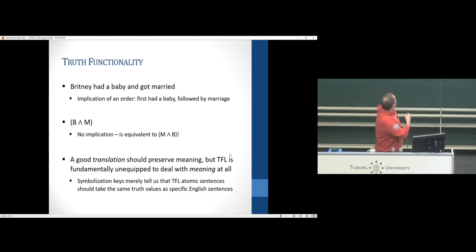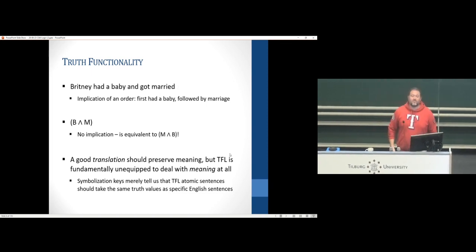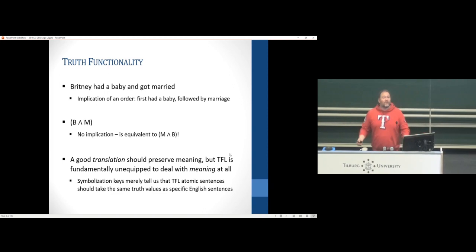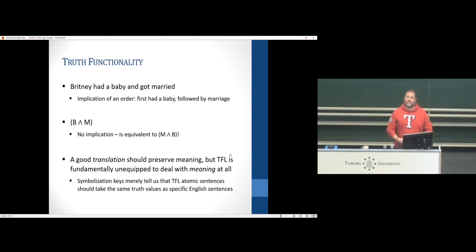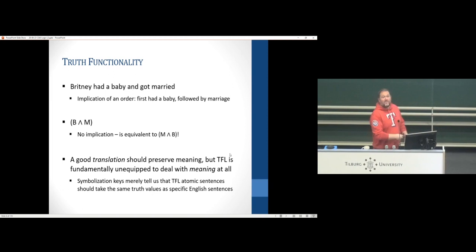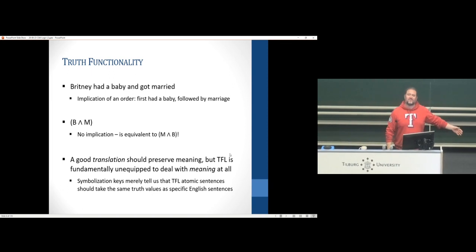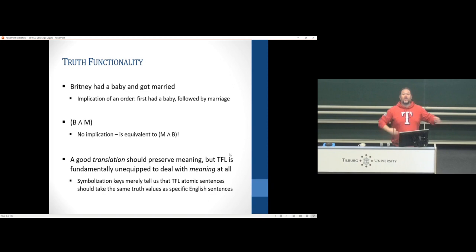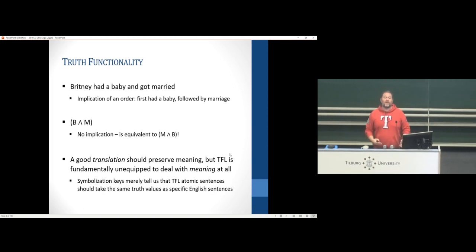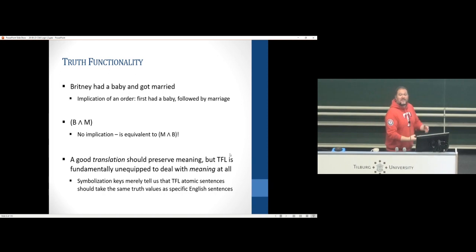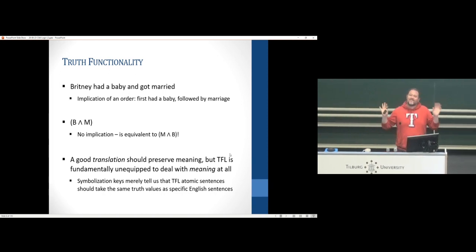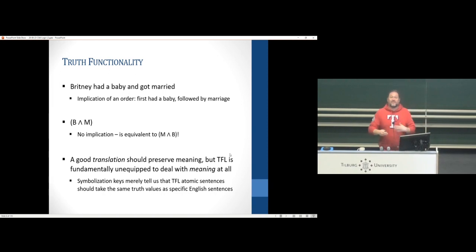So here's an example. In English, I can say something like, Brittany had a baby and got married. And in English, this sentence has an implication of order. That is, it was Brittany had a baby and then she got married. Right? Contrast it with the other way around. Brittany got married and had a baby. Right? This is purportedly conveying something that's slightly scandalous. Right? But if we say it the other way, it's, oh yeah, that's just the sort of thing lots of people do.